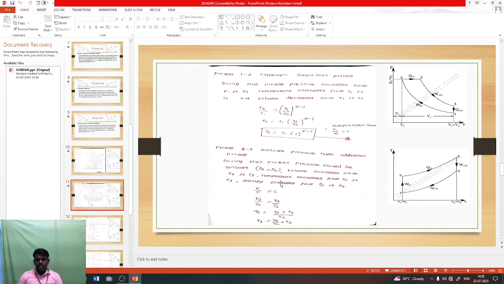So our process is 2 to 3, so we have to put 2 and 3. V2 by T2 is equal to V3 by T3. If we are going to find T3, then we get T3 is equal to V3 into T2 divided by V2. So now T3 is equal to V3 by V2 into T2.